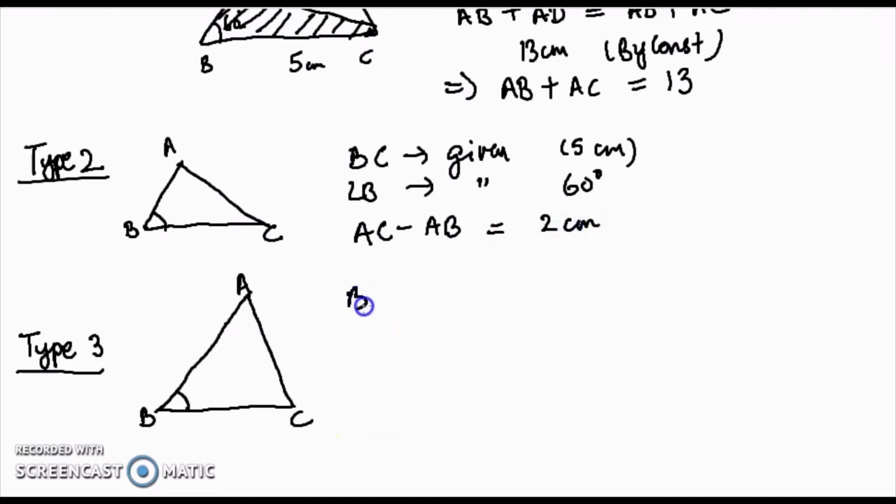In type 3, again BC is given. In all such constructions, the base will be given. Angle B, one of the base angles, will be given.